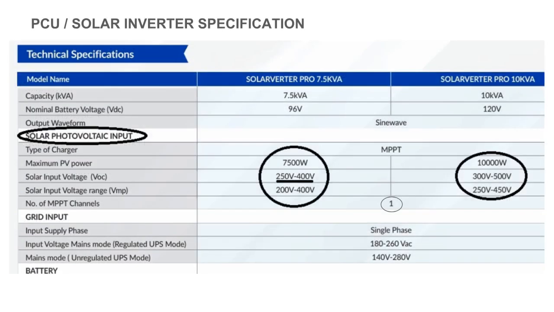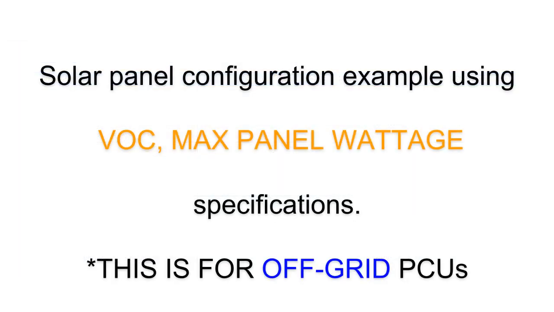At the same time, we take out the PCU inverter specifications and look for the solar PV input section. Here we are checking for maximum PV power and the input VOC range. You can see here two capacities of PCUs and their respective specifications. 7.5 kVA has a VOC range of 250 volts to 400 volts and 10 kVA PCU has a VOC range of 300 volts to 500 volts.